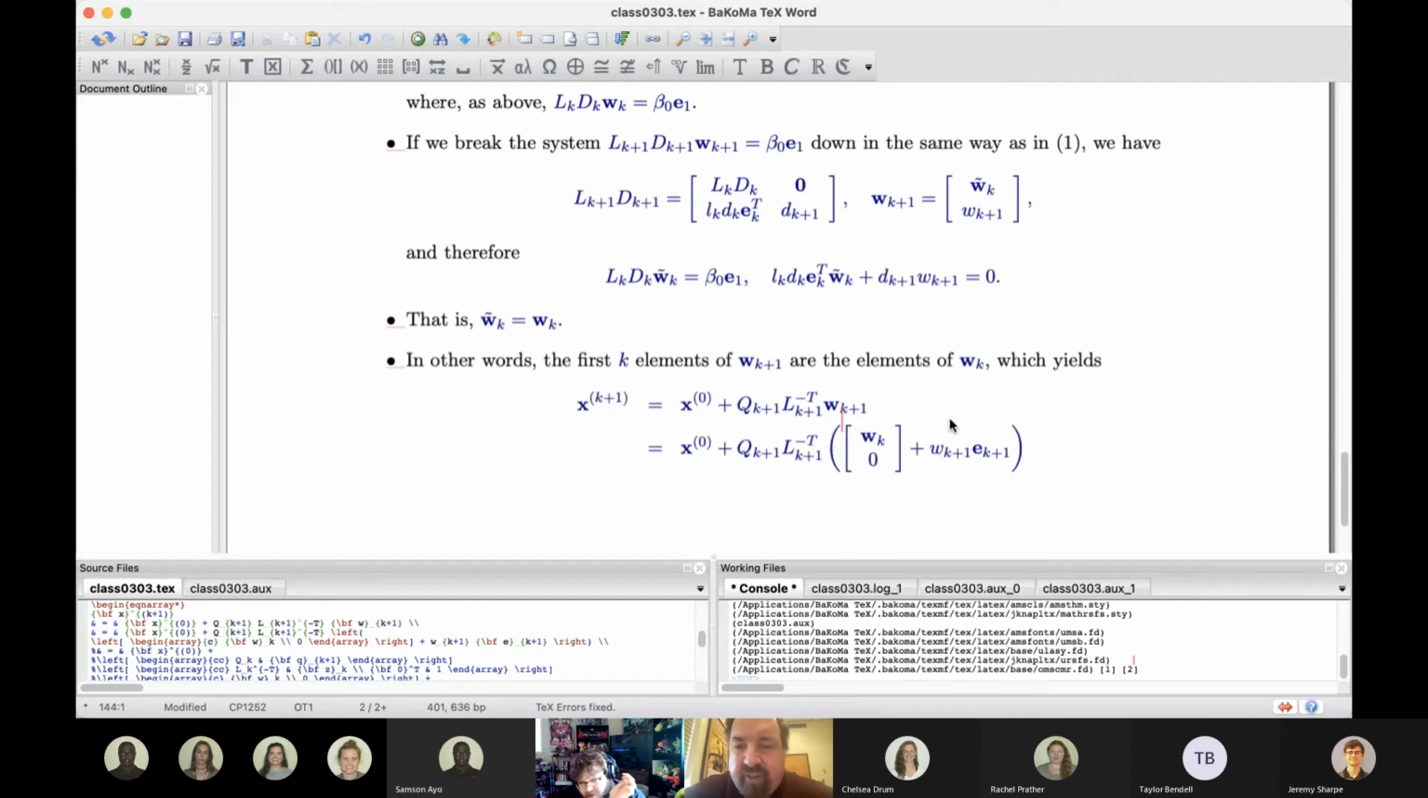Next, what I do is I break w_{k+1} down into two pieces. The first piece is w_k tilde, but that's equal to w_k. So that's what I got from a previous iteration. And then here, this is the last element, the one that's newly computed during this iteration. I had to multiply by e_{k+1} because I need this to be a vector that is all zeros except for this in the last position.